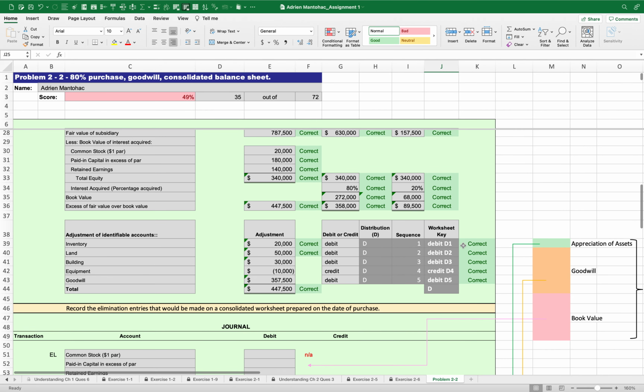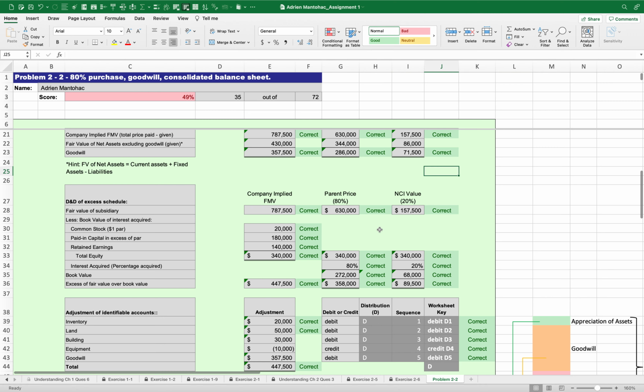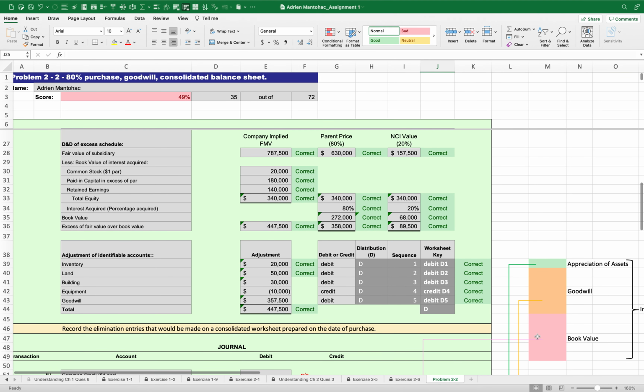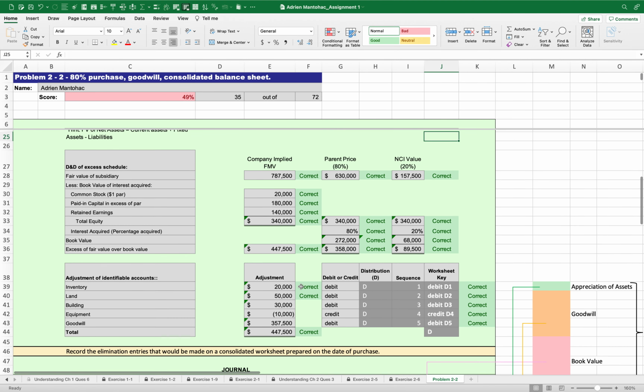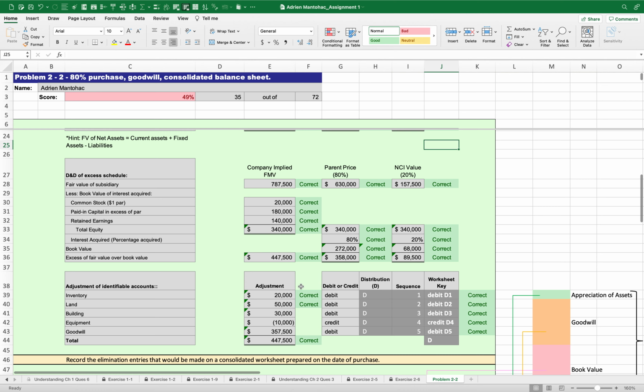So now that we have figured out what is going on in this problem, where we have purchased as a parent 80% of subsidiaries' net assets, we've determined what the book value was of the net assets, we've determined what the goodwill was, and we've determined what the appreciation in assets was, so to speak. Now that we know everything that's happening, now let's actually begin consolidation.